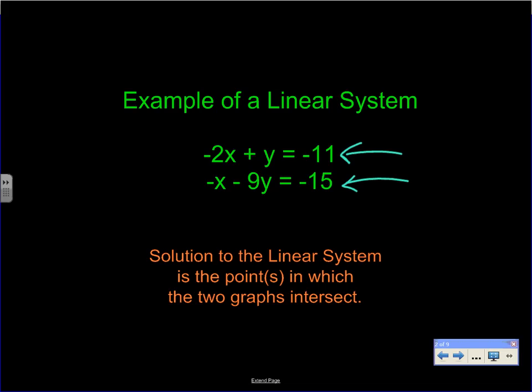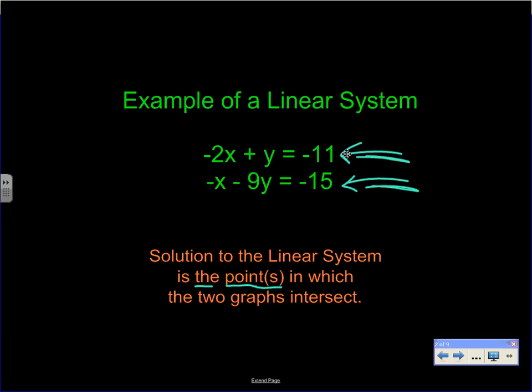The solution is going to be the point or points in which the two graphs, the two lines, intersect. And that's how we solve a linear system, by graphing them. Well, there are a few other ways to solve them, but today's lesson is going to be on graphing, and the intersection point will be the solution.